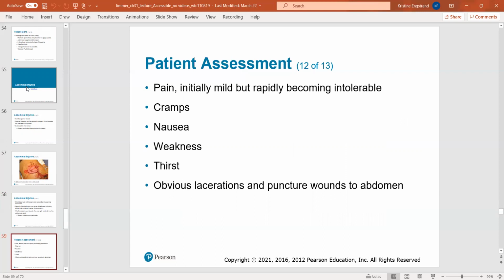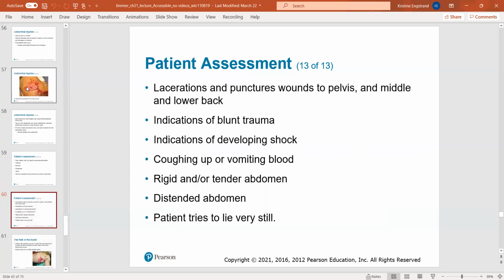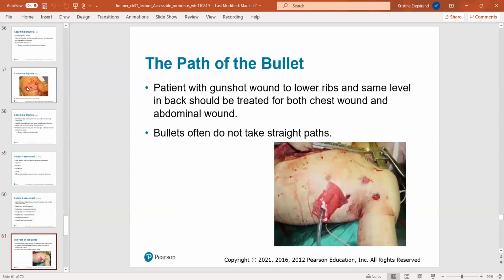throwing up, weakness, thirst, lacerations, punctures, pelvis, middle, lower back. Patients with abdominal injuries tend to be very painful and they don't want to move and they're guarding. So do the best physical assessment you can without causing severe discomfort to your patient.